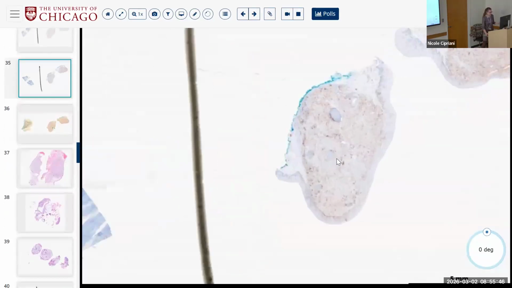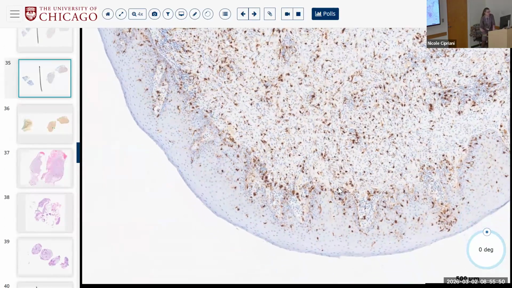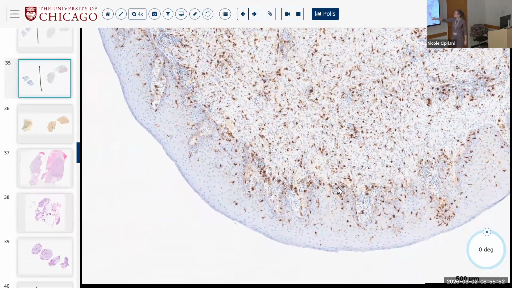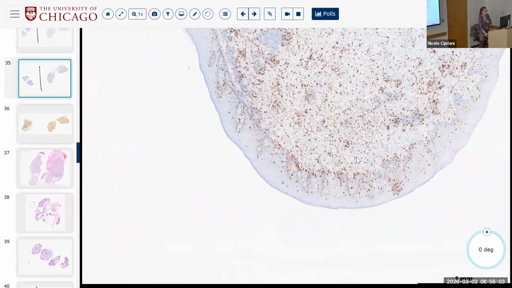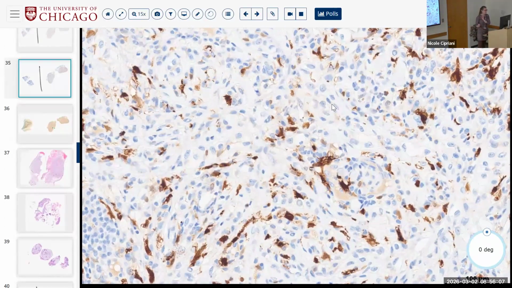So this is hyalinizing clear cell. I don't recall what stain this was. Oh, this was S100, right? So dendritic cells and Langerhans cells in the epithelium, and these spiky dendritic cells in the background. I just wanted to prove to you that this was not showing any myoepithelial differentiation in the tumor. All of these little spiky guys with spiky cytoplasm are the dendritic cells.